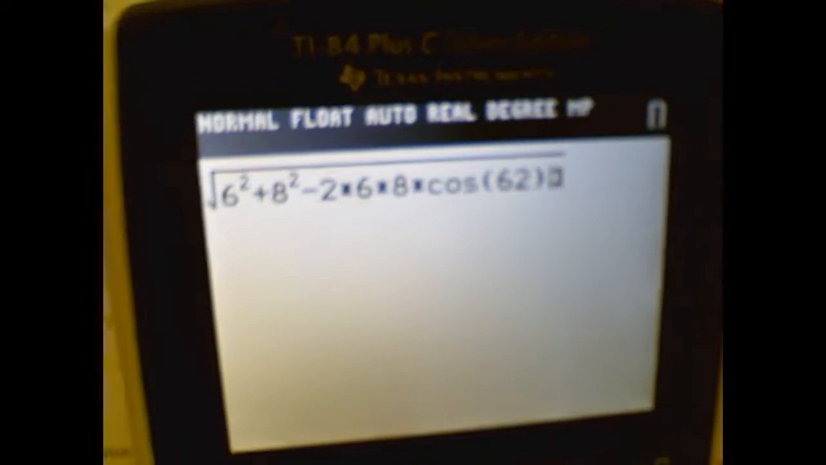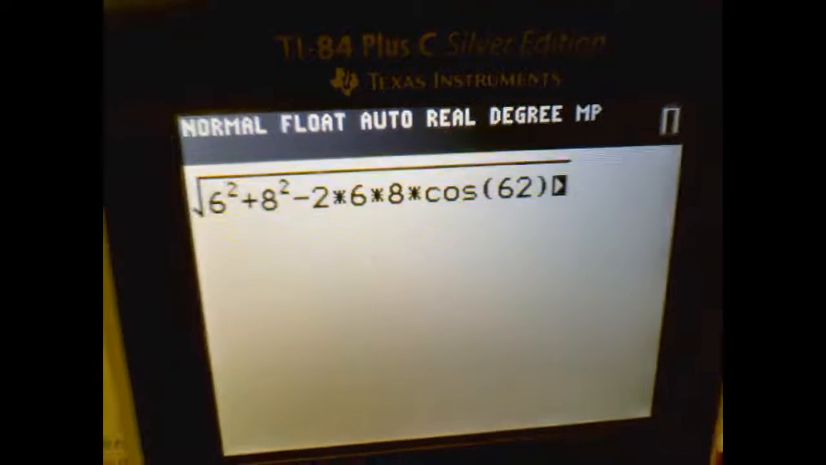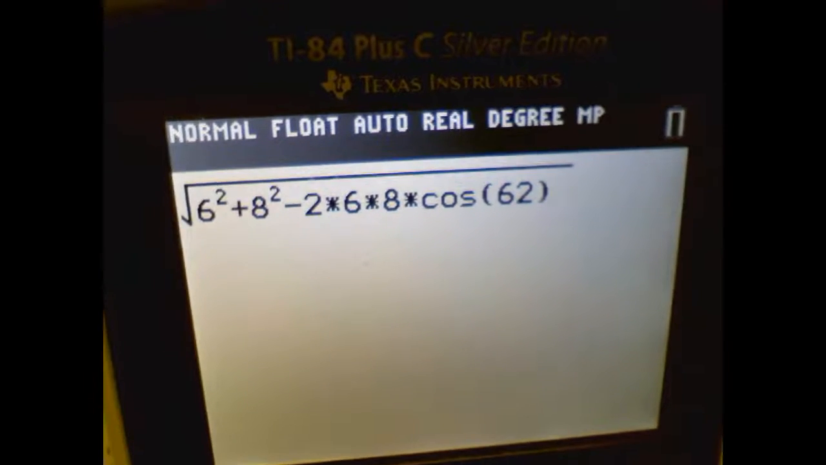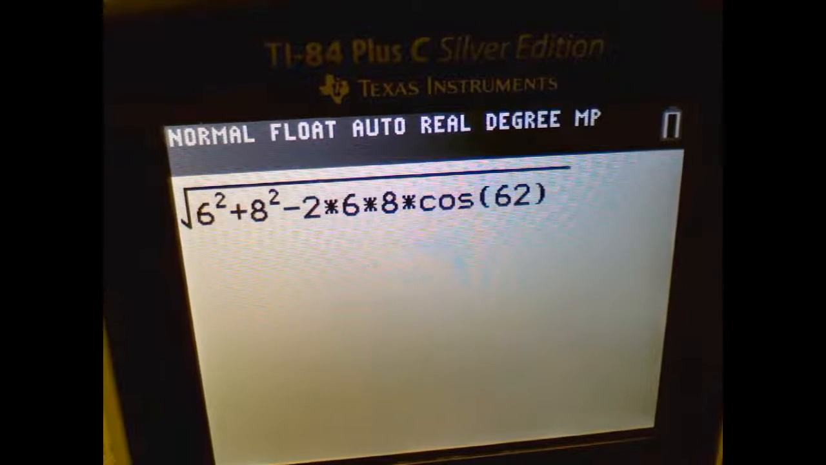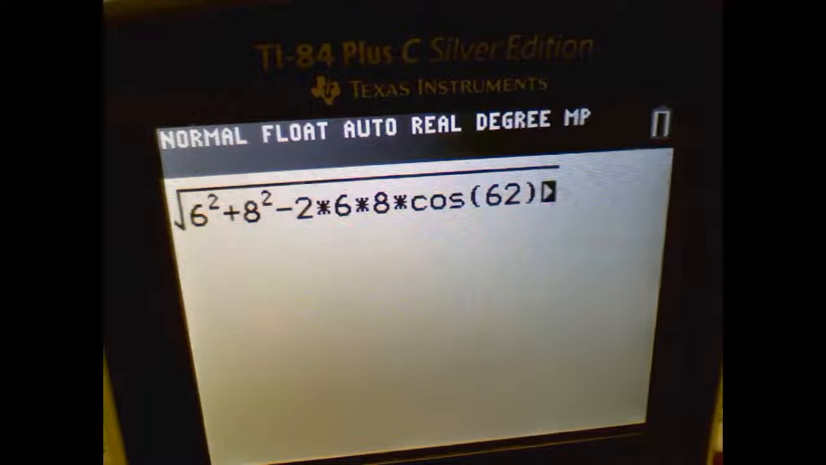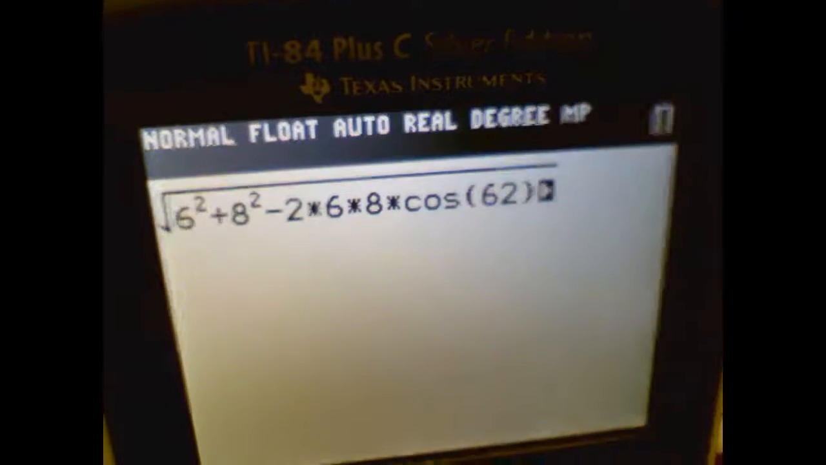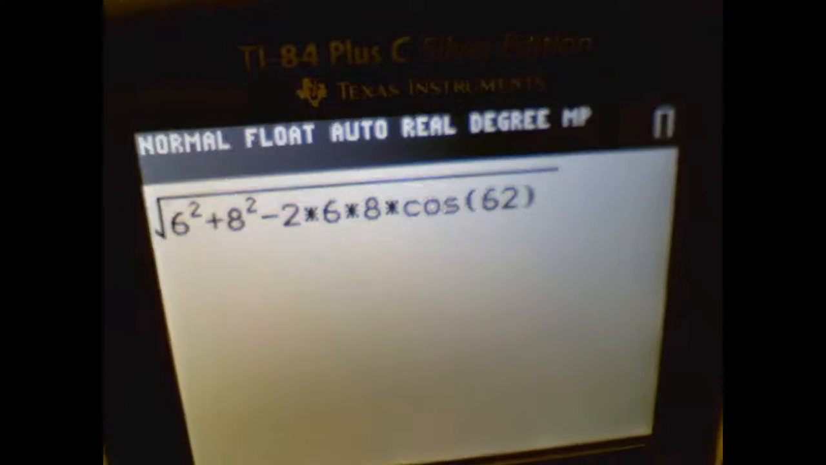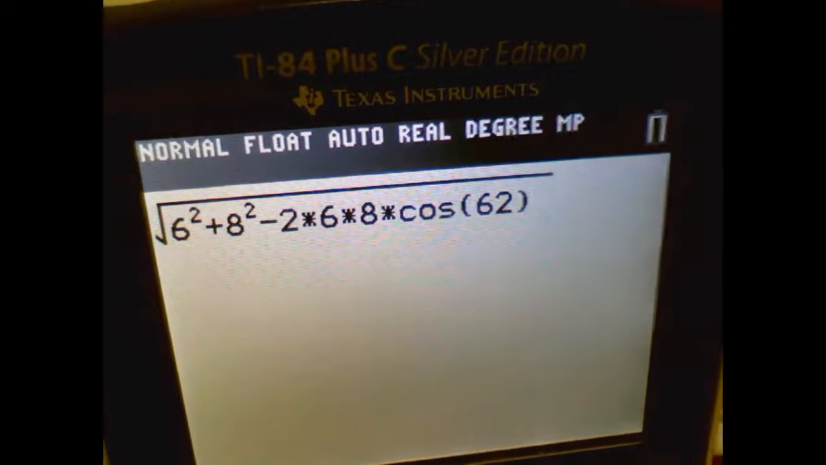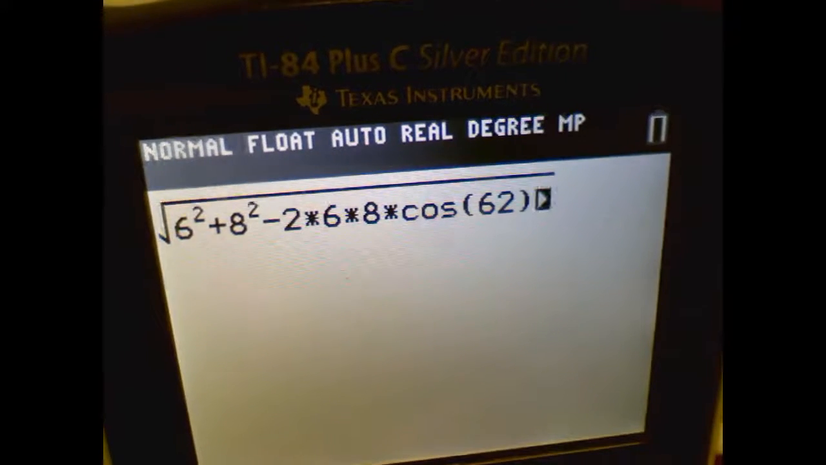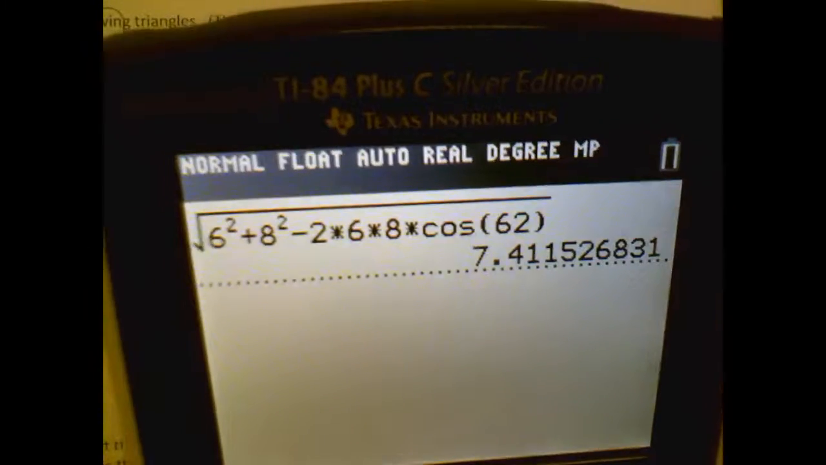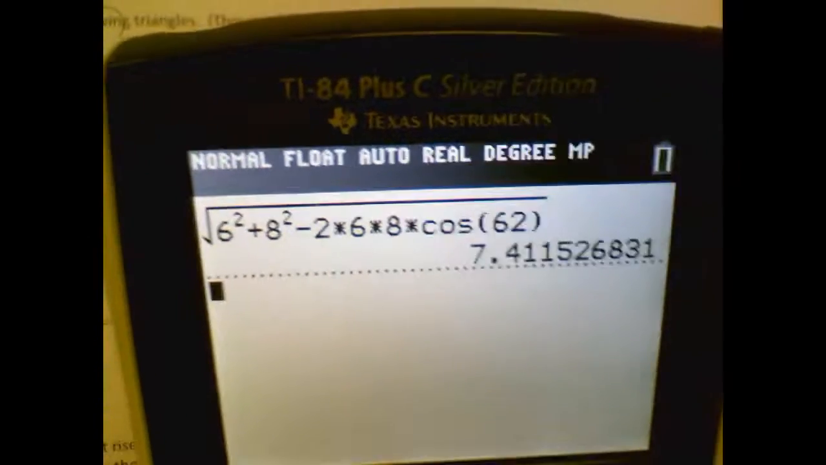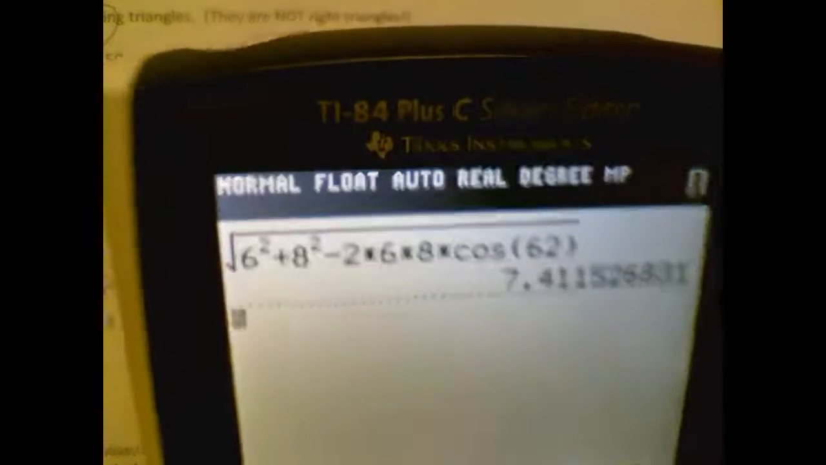This is what it looks like on the calculator, if you can see this. This is how I punch in the calculator. You see the 3 times? There's one plus, 1 minus, and 3 times. Answer is 7.4. So side A is 7.4.